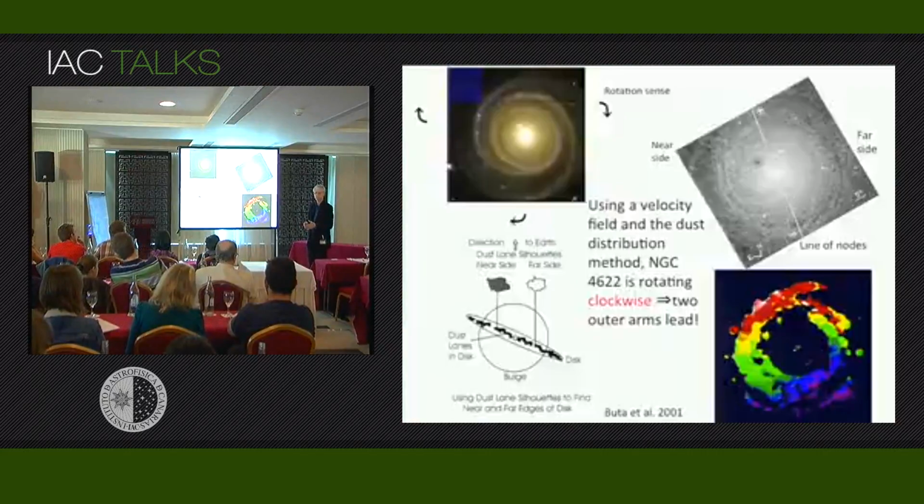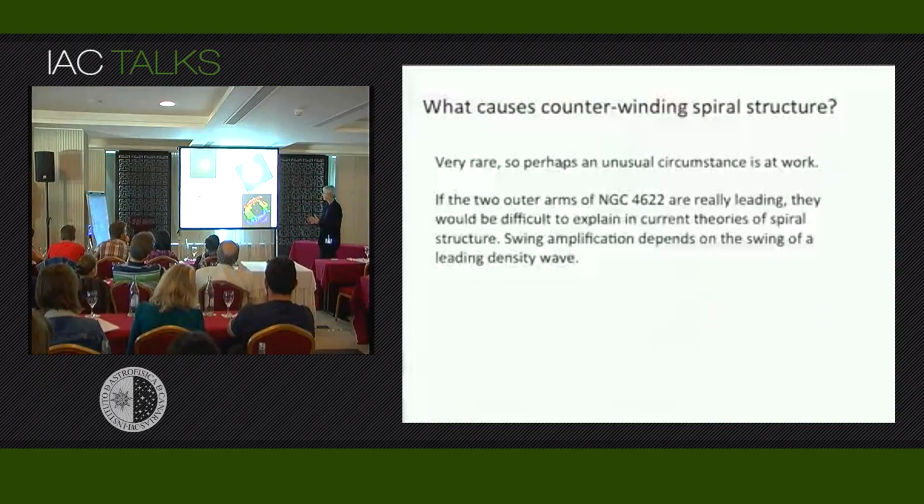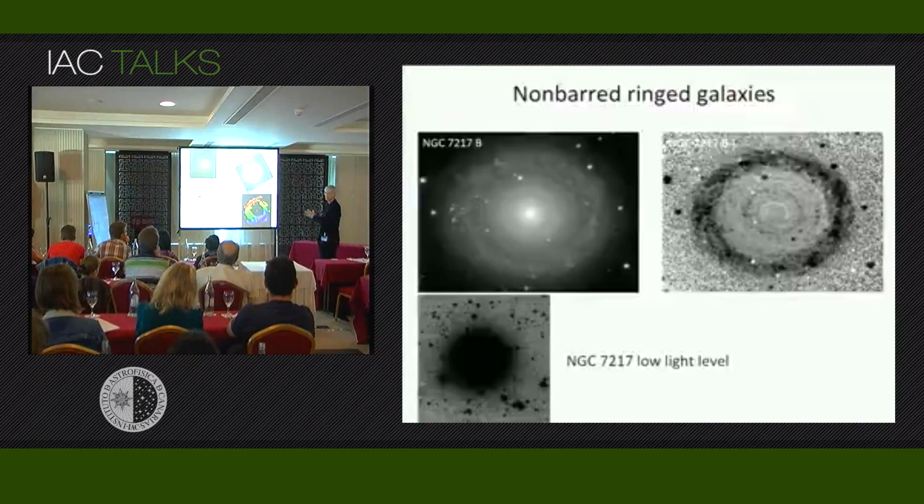Well, it could be an interaction. And as I've explained, there's an issue with swing amplification on this. Now, let me just say, too, that NGC 4622 is kind of a non-barred ringed galaxy. Another non-barred ringed galaxy, but not an accretion ring type galaxy. You see the ring is quite bright. It's in parts. It's more of a pseudo-ring.